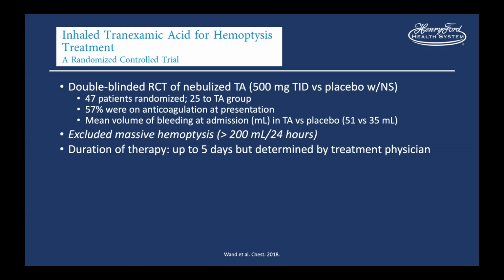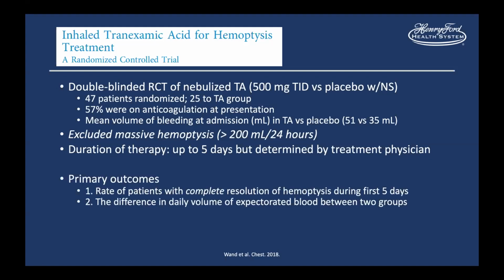25 went to the tranexamic acid group. More than half of the patients were on therapeutic anticoagulation at the time of presentation. And these were for mild to moderate hemoptysis. So the mean volume of bleeding at admission was 51 and 35 milliliters respectively. And they excluded patients who had massive hemoptysis. Patients were treated for up to 5 days, but it was up to the treating physician in terms of when to stop.